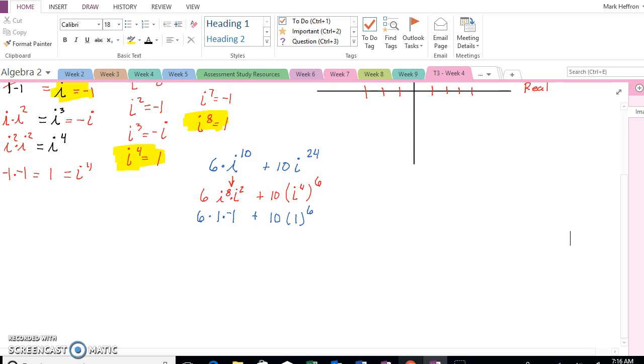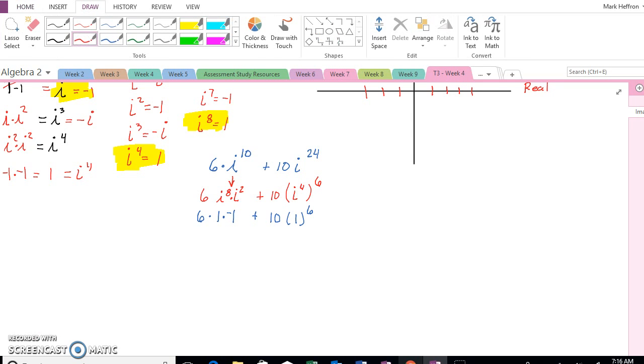Where the last video cut out, we were solving this problem. i to the fourth is the same as 1, and 1 to the sixth is 1, and 1 times 10 is 10. Similarly, i to the eighth was 1, and i squared was negative 1. 1 times negative 1 is negative 1, times 6 is negative 6. So negative 6 plus 10 would equal 4.